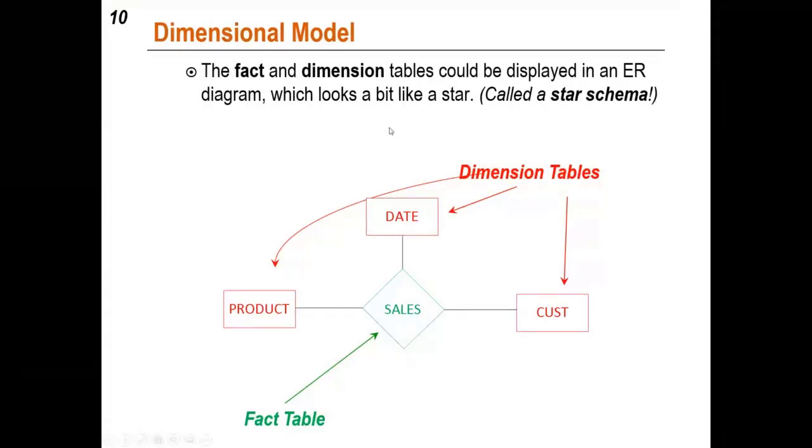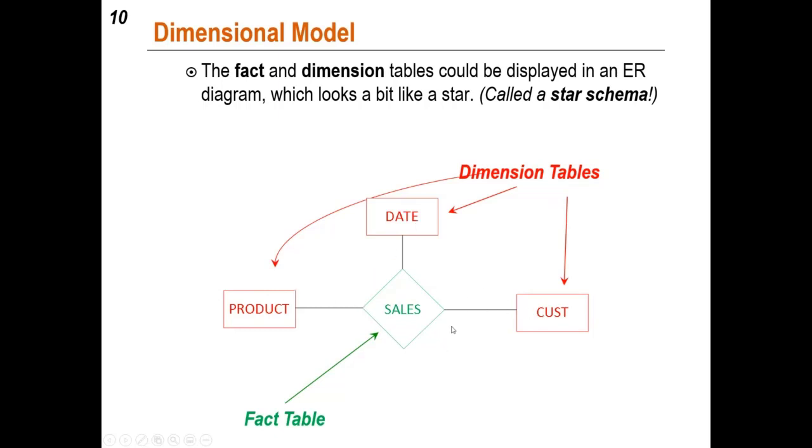Now the schema or the structure of the data warehouse is quite different. Usually fact tables and dimension tables can be displayed in an ER diagram, right? So it's a kind of a star ER diagram. We call it a star schema in the data warehouse because we have one fact table, but we can have different dimensions surrounding it, right?